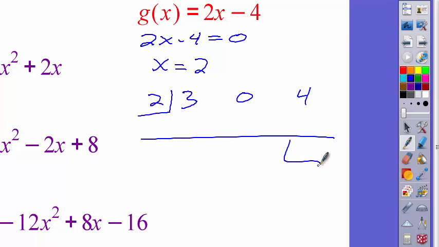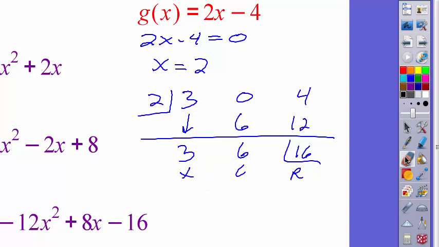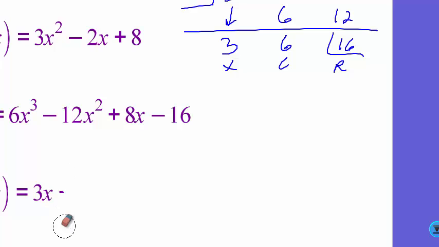How do I use synthetic division? What do I do? Drop the 3. 3 times 2 is, add, multiply, add. This is my remainder, constant, x. Reconstitute, and your answer is 3x plus 6 plus 16 over 2x minus 4.